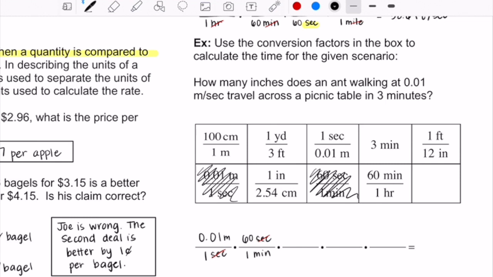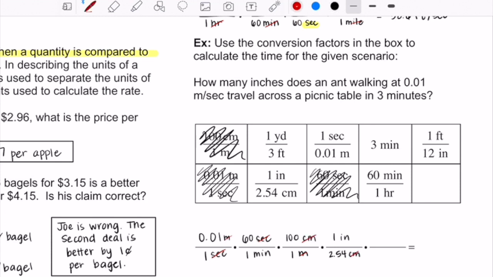So now I need to turn meters into inches. And that conversion isn't given to me, but I can turn meters into centimeters, and then I see that turning centimeters into inches is one of the conversion factors that's given to me. So I know that in 1 meter, there are 100 centimeters, and so meters crosses out with meters, and then the conversion factor between inches and centimeters is also given to me. So in 1 inch, there are 2.54 centimeters.